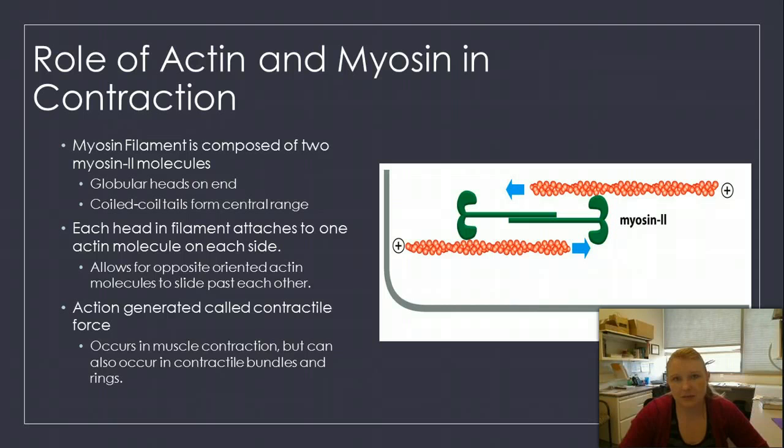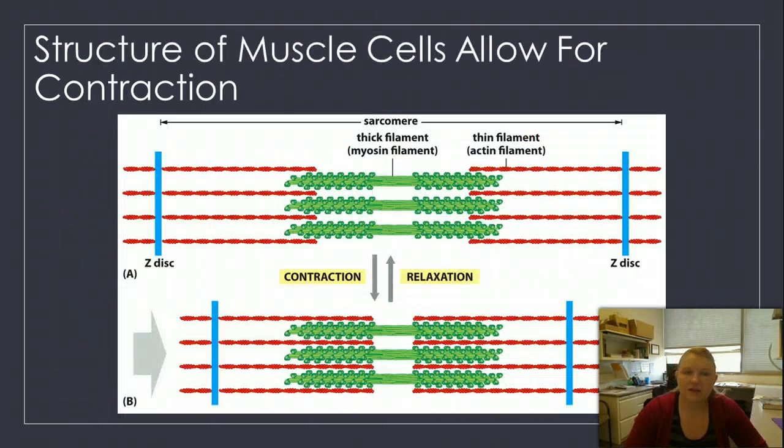Now these actin chains, remember, they have polarity, and each actin chain is going in an opposite direction on either side of this myosin filament. And these myosin heads will attach to those actins. What this allows is for a contractile force to be generated, which allows those actin molecules to slide past each other without actually coming into contact because the myosin filament is in between them. And we're going to talk about how these myosin heads work in just a second, but it's really important to understand that.